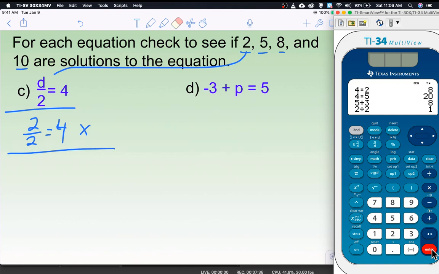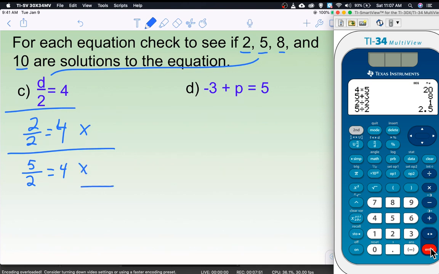I'm going to plug in the next number. I'm going to plug in 5. Does 5 divided by 2 equal 4? No, 5 divided by 2 is 2.5. 2.5 does not equal 4. This math did not work out.